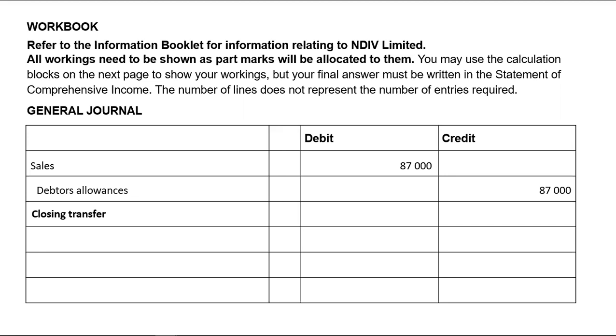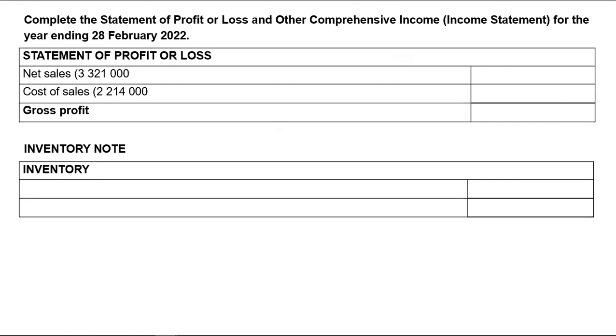Before making any assumptions, I just want to go straight to my statement of profit or loss. This was already given to you in the statement of profit or loss. I'm just going to check how much we have as a sales figure there. There it is. The sales figure is 3,321,000. That is the sales figure. So what I need to do now is to reduce that by 87,000. 3,321,000 minus 87,000, which is my debtors allowances, will give me 3,234,000.